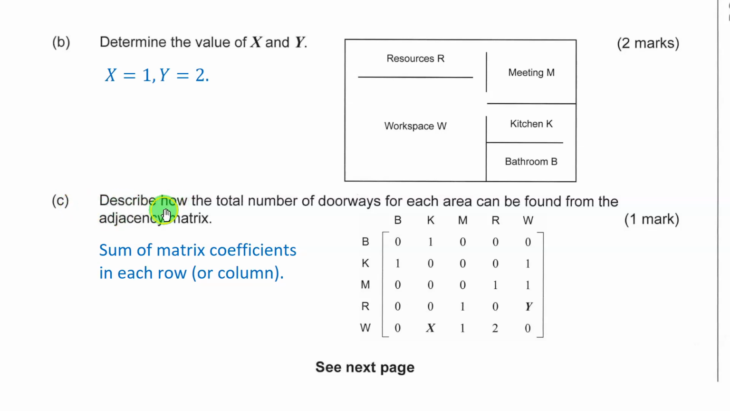Part C, describe how the total number of doorways for each area can be found from the adjacency matrix. So I know when I first looked at this, I thought, how can we work out the total number of doorways for each area? But for each area, we simply would add up the numbers in each row or in each column, really. So the number of doorways out of the bathroom, if we add up the numbers in this row, we just get 1. And you can see there it is. There's 1, the total number of doorways. So that's 1 mark there.